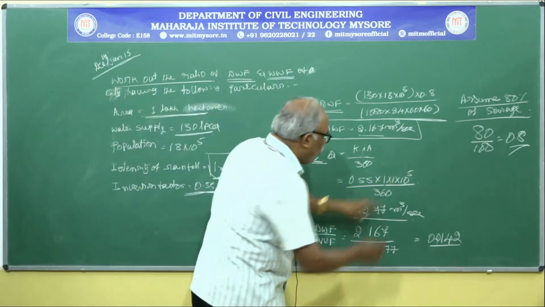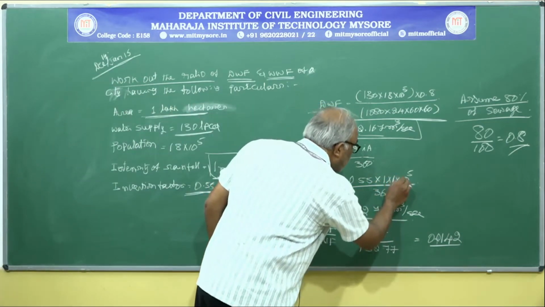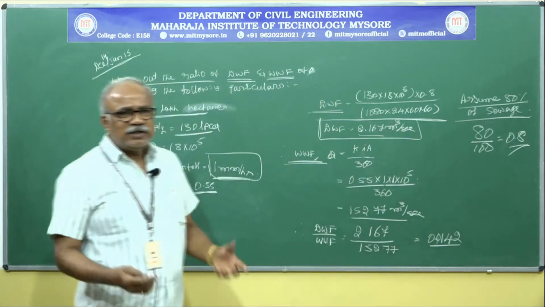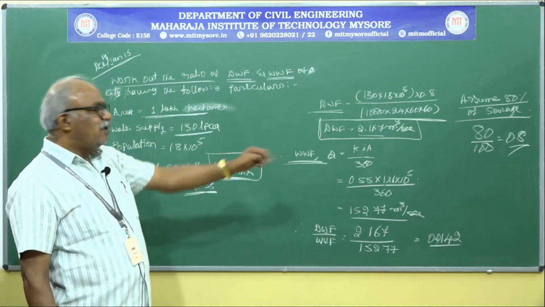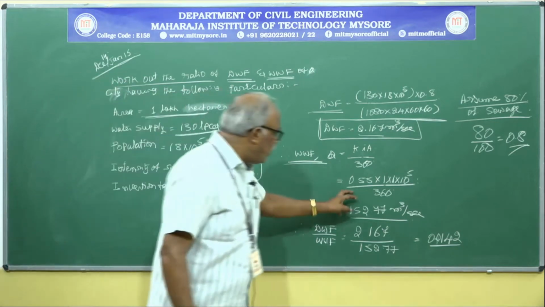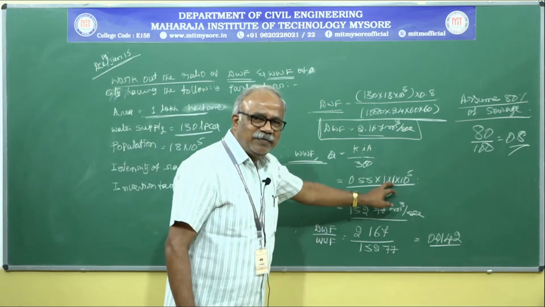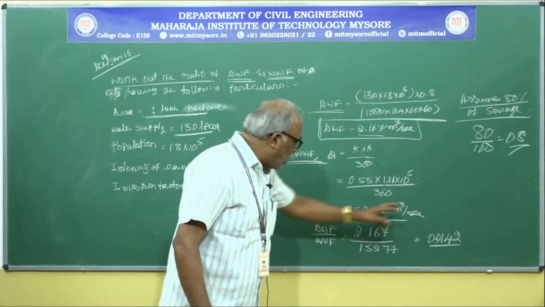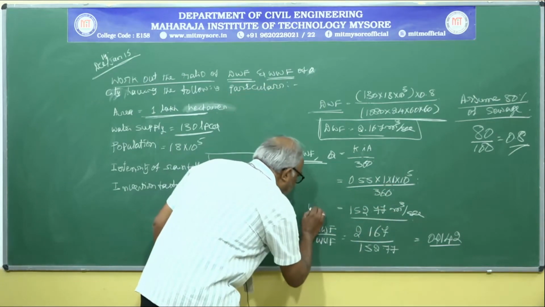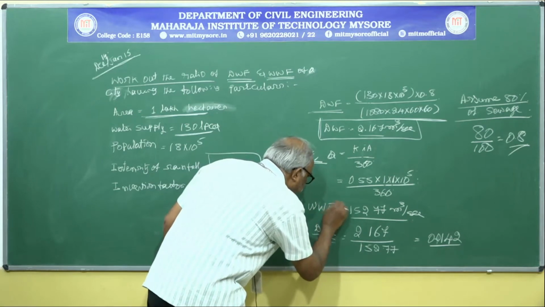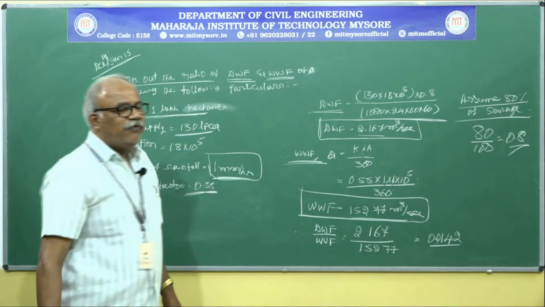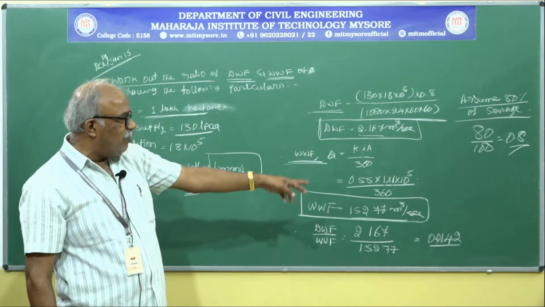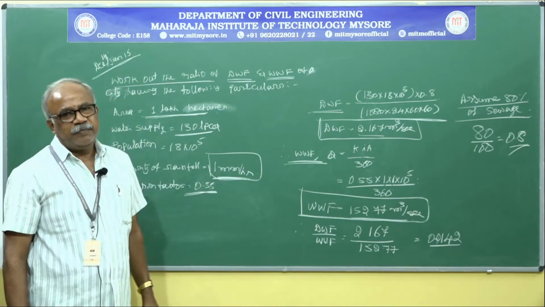I am entering 1 lakh multiplied by 10 to the power of 5. That is also the conversion factor, divided by 360. So after calculating this, the wet weather flow is 152.77 meter cube per second.